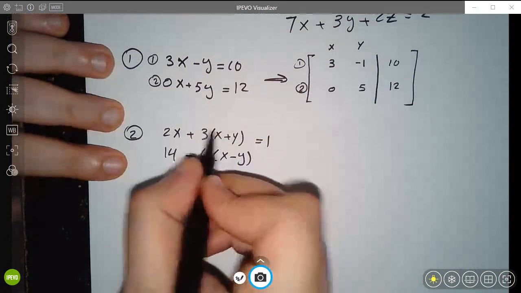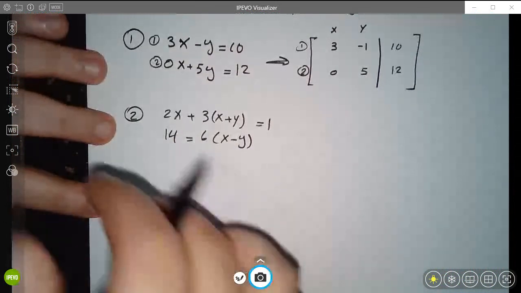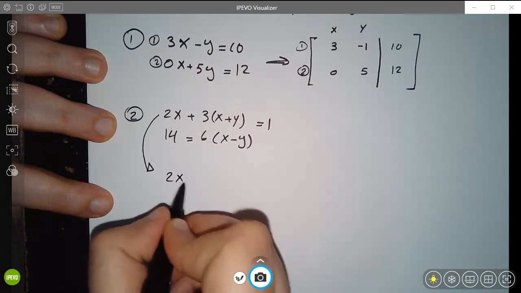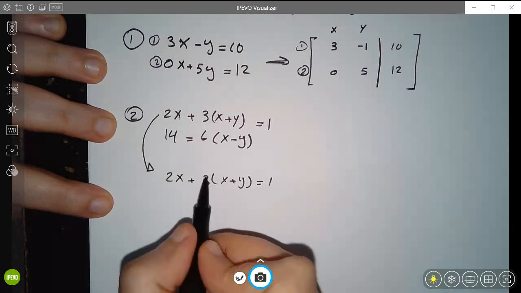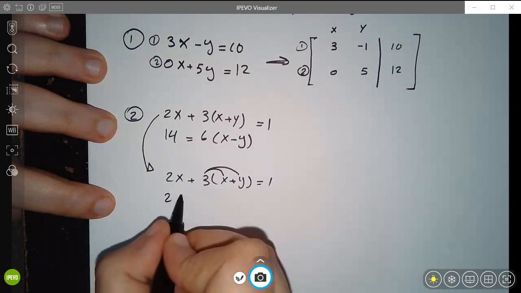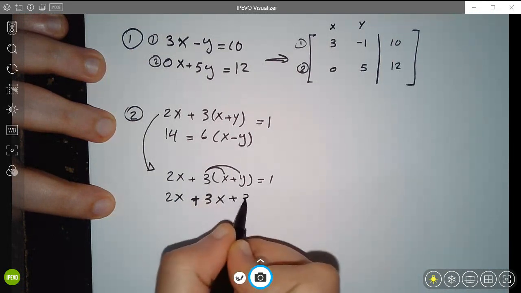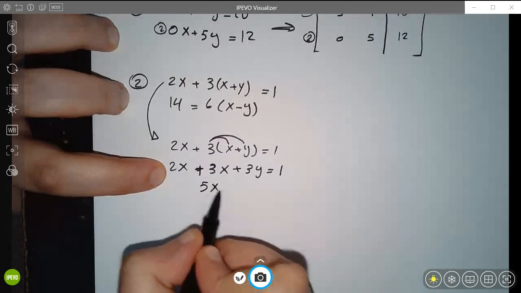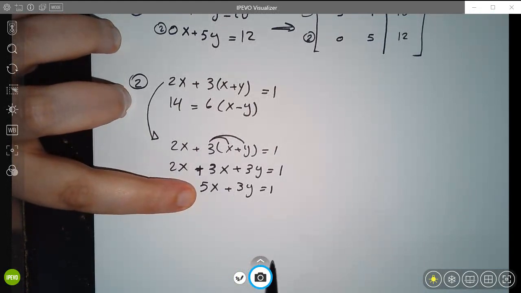So in this one, I'm going to multiply the 3 in, and in that one, I'm going to multiply the 6 in, but I'm going to do it right here. So for the first equation, I'm going to do an arrow. So we have 2x plus 3 times x plus y, and it equals 1. Now, 3 times x, 3 times y. 2x remains the same. We get, plus, another 3x and a 3y. Now, these two obviously can be added. So you have what? 5x and 3y equals 1. This is the first equation.